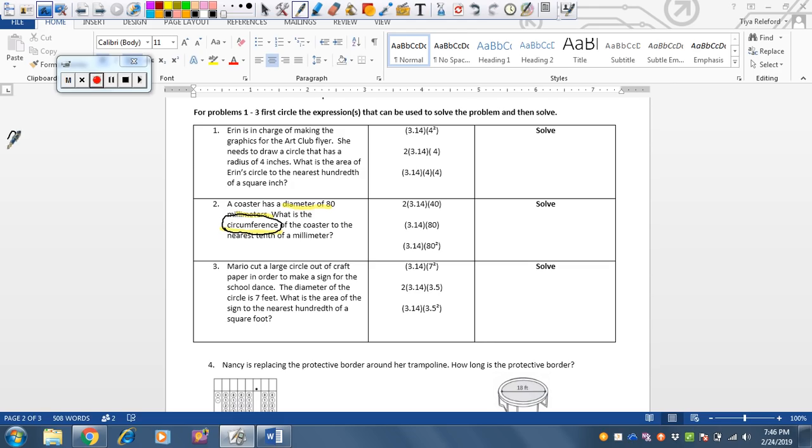You have 2 formulas on your formula chart. You have circumference equals pi d and circumference equals, I already messed it up, 2 pi r. So we know diameter is 80. Is 80 the d or is 80 the r? Diameter starts with d. So this formula says circumference equals 3.14 times 80.